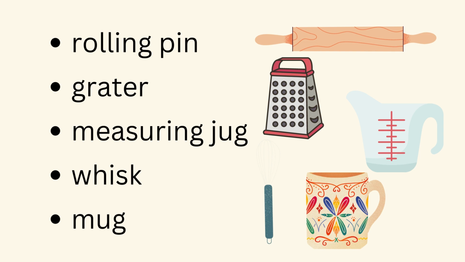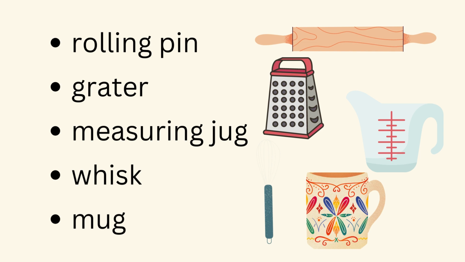The next word is a grater. A grater is a tool which has rough surfaces that you can use for cutting food into small pieces. Here's an example sentence where we use the word: we need to grate the cheese before you add it onto the sandwich. Please use a grater to grate the cheese.